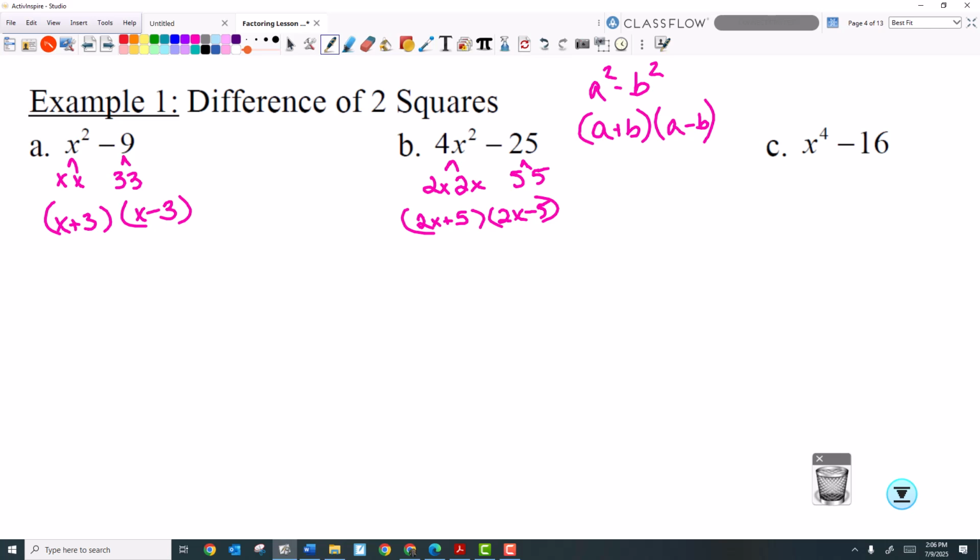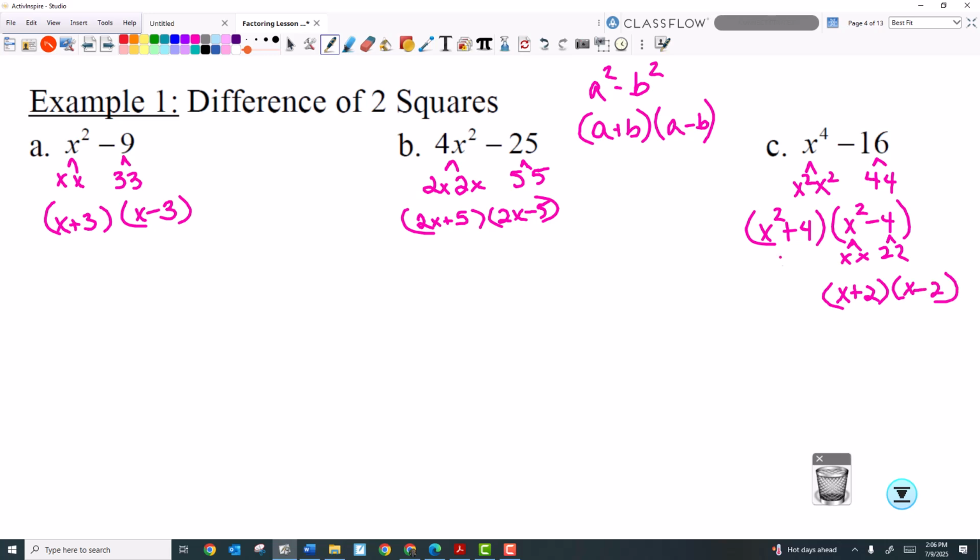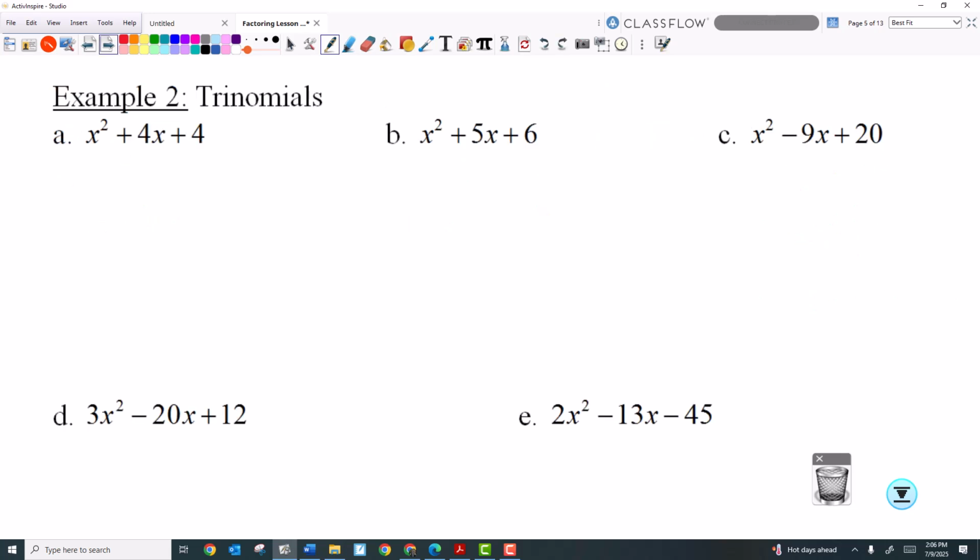Now x to the fourth minus 16, that one goes down to x squared, and then 4 and 4. So it's x squared plus 4, x squared minus 4. But then you see the one that has the minus right there? That is also a difference of two squares. So that one factors into x and 2 and 2. So it breaks down to x plus 2, x minus 2, and then the x squared plus 4 comes all the way down. Okay. Now we're going to get into trinomials.